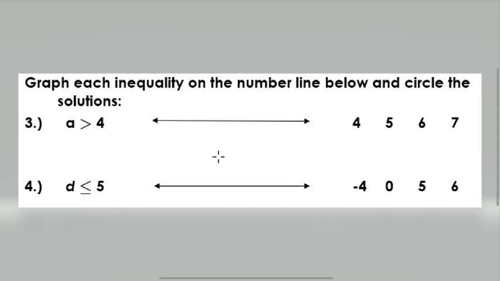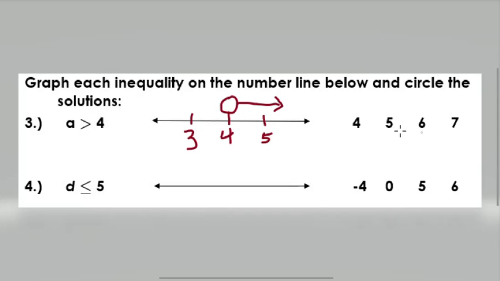All right, so this first one, it says A is greater than 4. So I'm going to put 4 on my number line, and I'm going to put a number bigger than 4, and a number smaller than 4. And it says A is greater than 4, so I'm going to put a circle, and greater than means I'm going to put my arrow pointing towards the numbers that are bigger than 4.